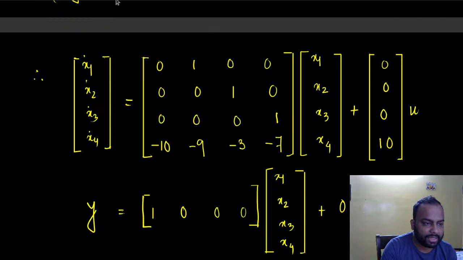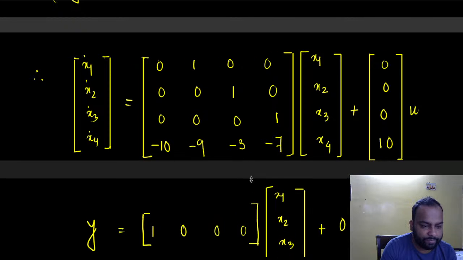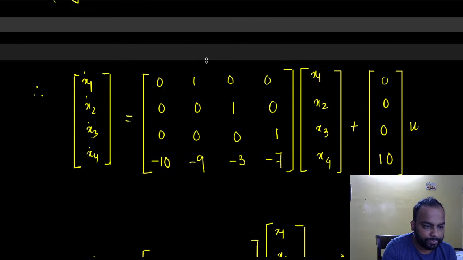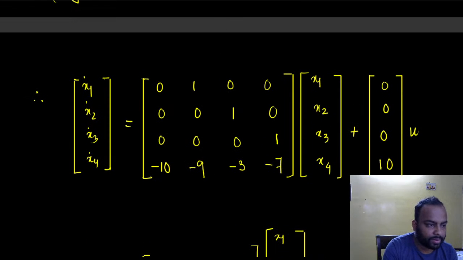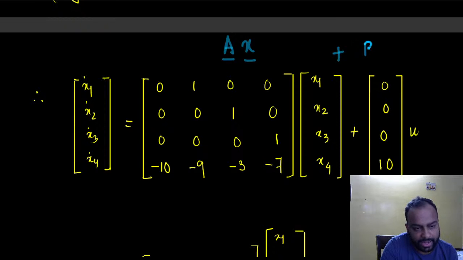But keep in mind that this is once again in the form Ax, where this one is x and this one is A, plus this is again Bu, so this matrix is B.